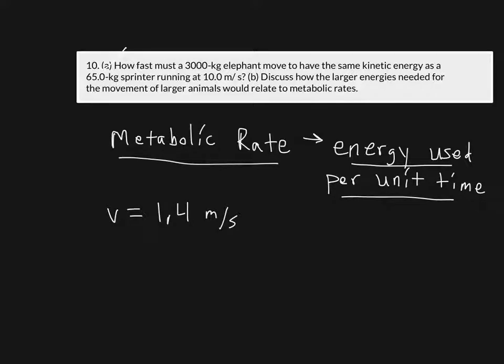So if my elephant wants to get up to that same velocity as the sprinter, they need to use a whole lot more energy. What this tells you is that, for the larger animal to get its velocity from 1.4 meters per second up to 10 meters per second, the elephant is going to have to expend a whole lot more energy than the runner. So they're going to have a higher metabolic rate for this elephant.